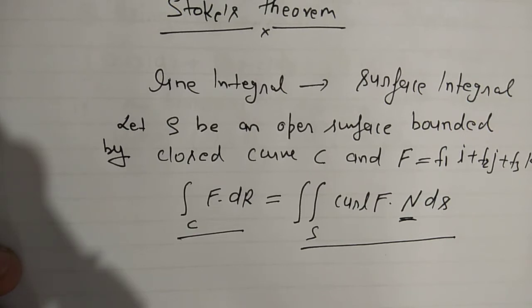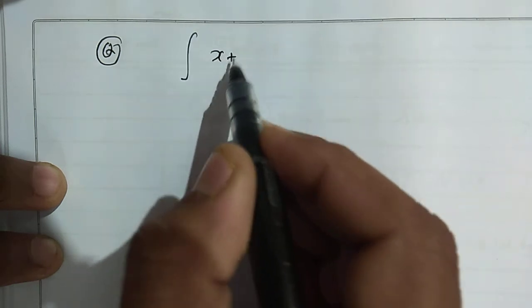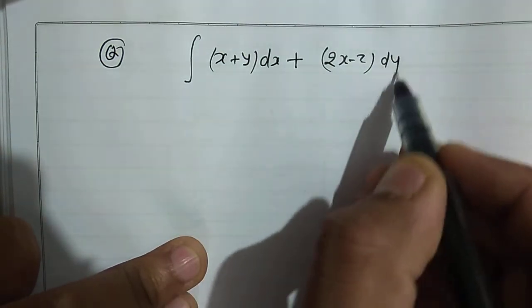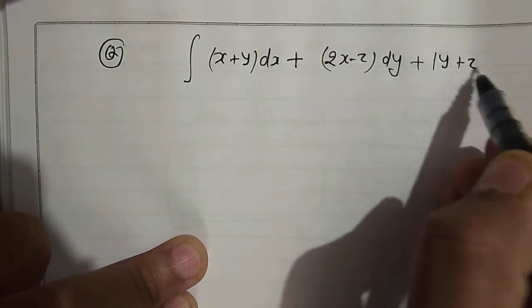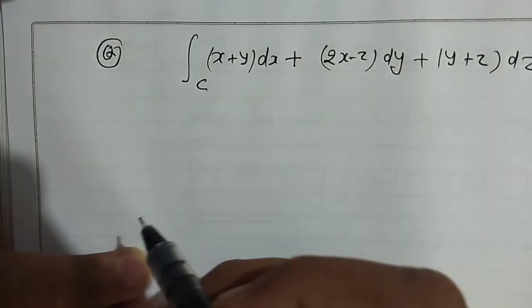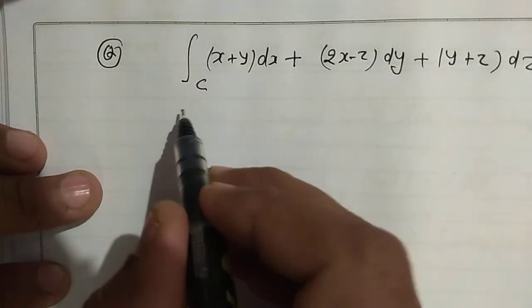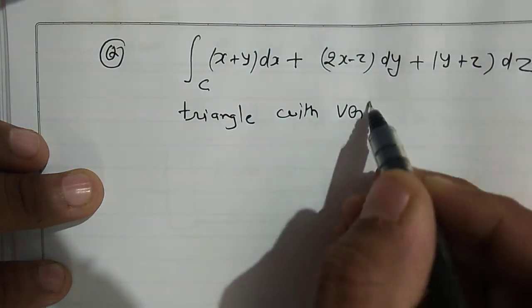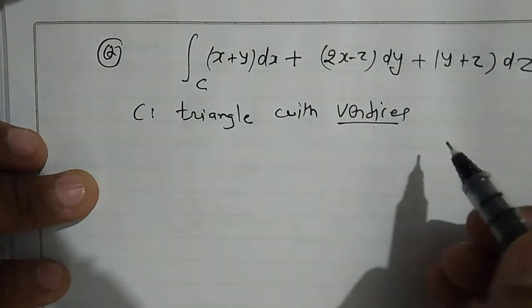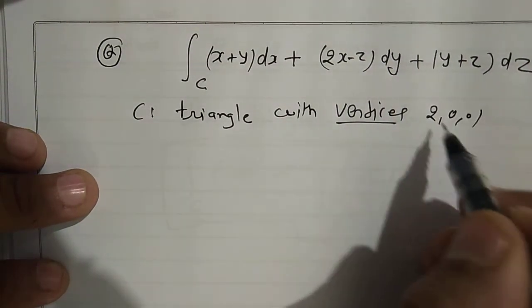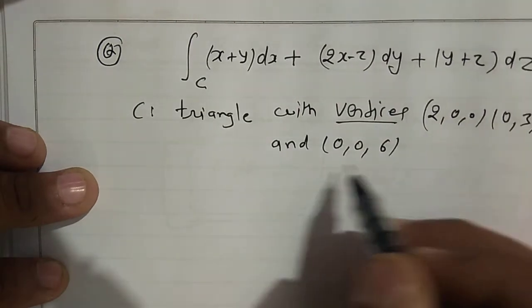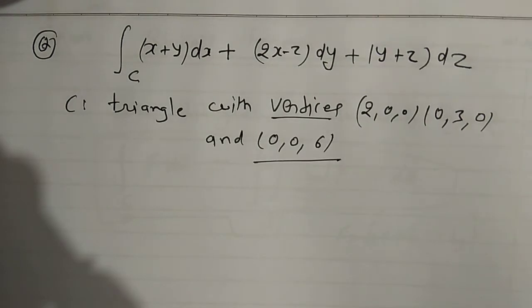Let us try to solve one problem based on Stokes theorem. So the question is, evaluate the integral of (x plus y) dx plus (2x minus z) dy plus (y plus z) dz along the curve C, where C is the boundary of the triangle with vertices (2, 0, 0), (0, 3, 0) and (0, 0, 6). So this is the triangle we have, and C is the boundary of this triangle.